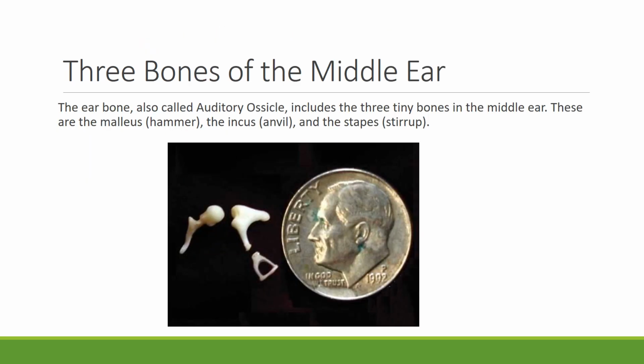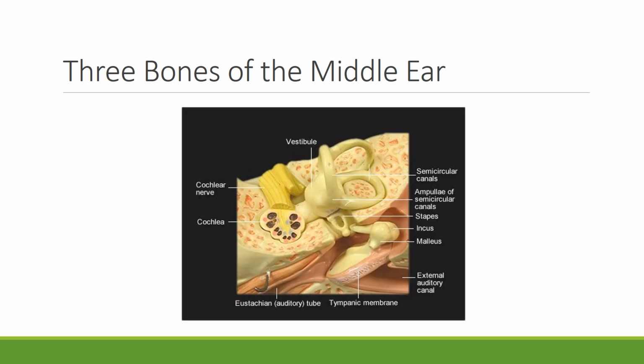The ear bone, also known as the auditory ossicle, includes 3 tiny bones in the middle ear. They are the malleus, or the hammer, the incus, the anvil, and the stapes, the stirrup. Compare these 3 bones to this dime, and it will give you an idea of how small they are. This shows you where the 3 tiny bones lie relative to the other parts of the ear.